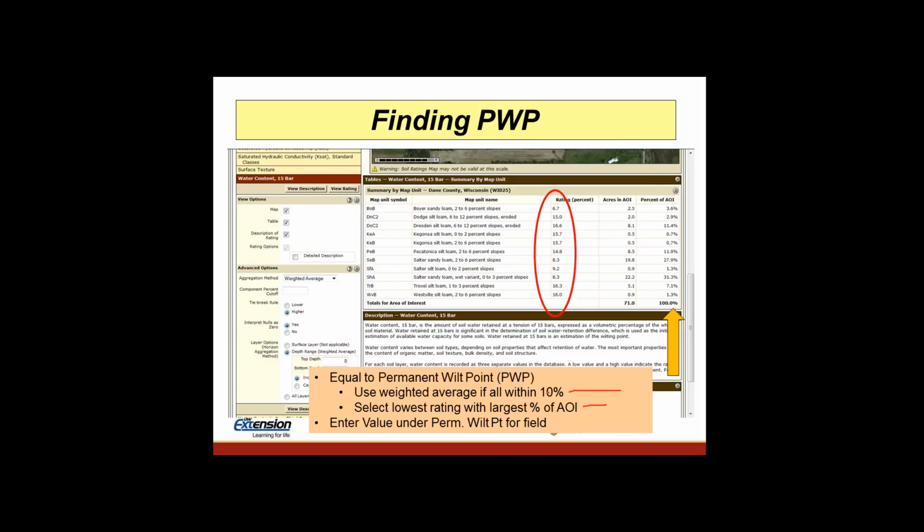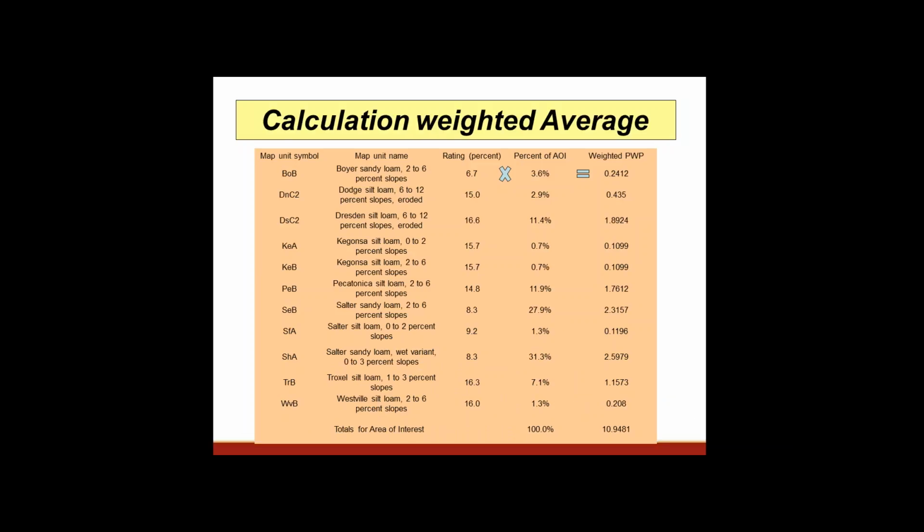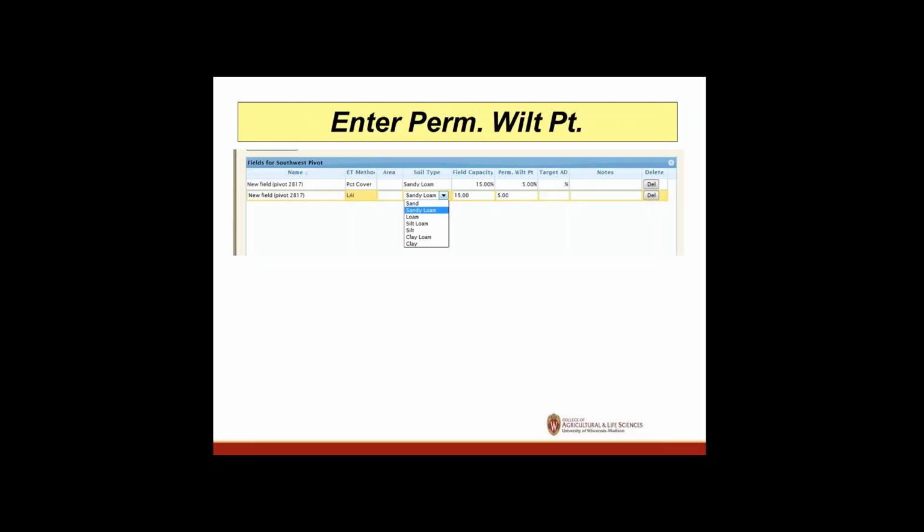So we're going to pick that number off. So here I've taken all those numbers and I've averaged them. So you take the rating percent times the percentage to get a weighted average, and then you total those all up. So I've got 10.9 as my weighted average, and I would take that number and I would enter it in this box here. That's going to be my permanent wilt point.